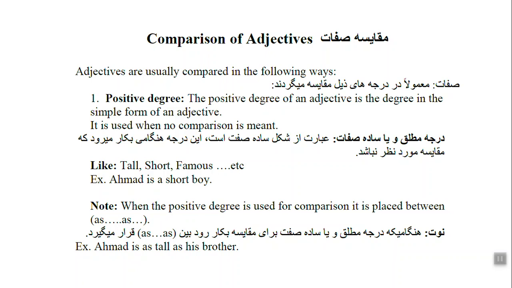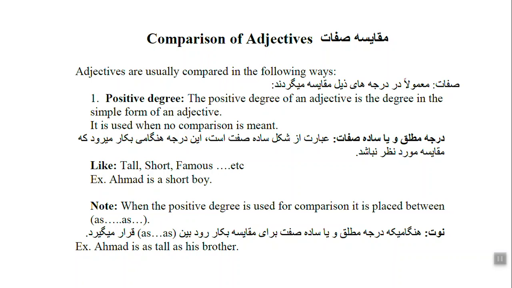In positive degree, the positive degree of an adjective is the simple form of an adjective. It is used when no comparison is meant. For example, tall, short, famous. Ahmad is a short boy. Mahmoud is a tall boy. Kabul is a nice city. Nice, clever, small, etc. When the positive degree is used for comparison, it is placed between as... as. For example, Ahmad is as tall as his brother.